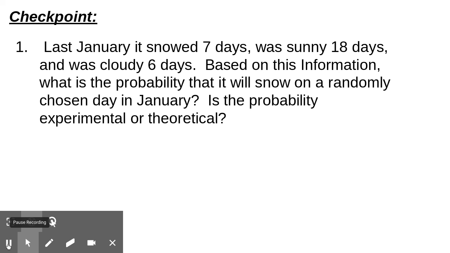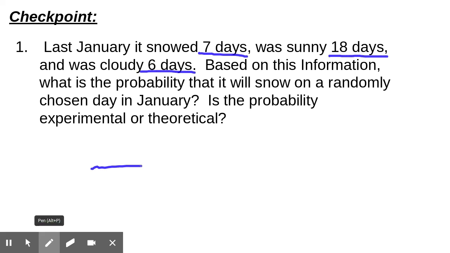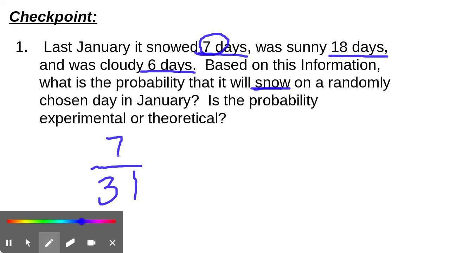Okay, so it says last January, it snowed 7 days. It was sunny 18 days. It was cloudy 6 days. Based on this information, what is the probability that it will snow on a randomly chosen day in January? All right, well, there's 7 days, 18 days, and 6 days. That's a total of 31 days, right? And it says, how many will it snow? Well, snow's 7, so that's 7 out of 31.